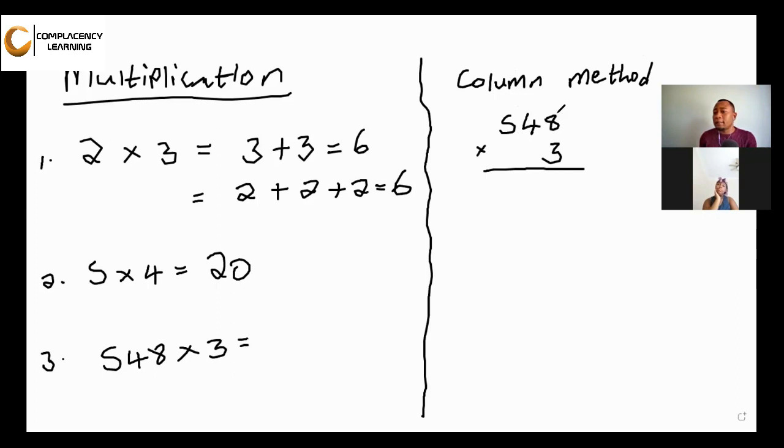Then I start to multiply. So what am I going to do? I'm going to say 3 times 8. What is 3 times 8? 24. It's 24, so I'm going to put 4 and then I'm going to put the 2. So now what do I do with that 2? Do I multiply it or do I add it? You add. I add.